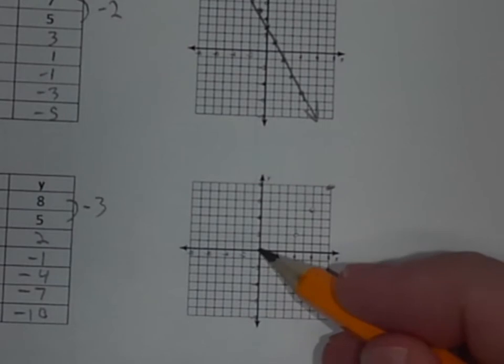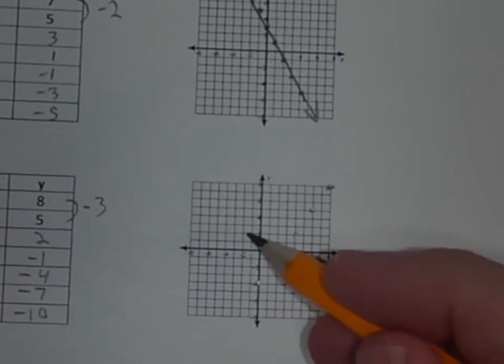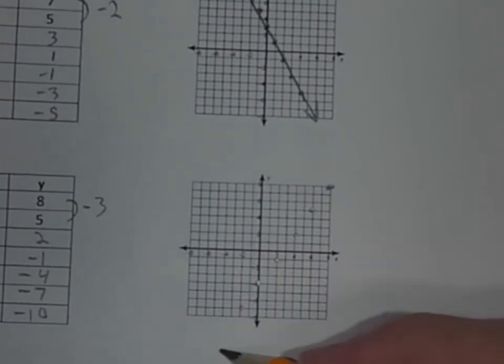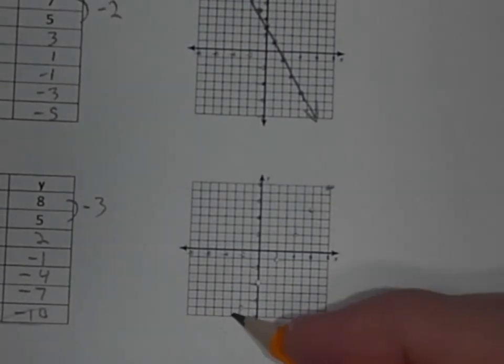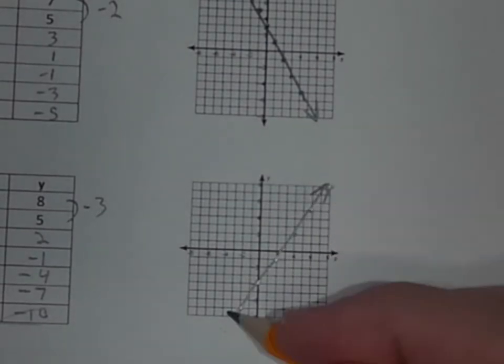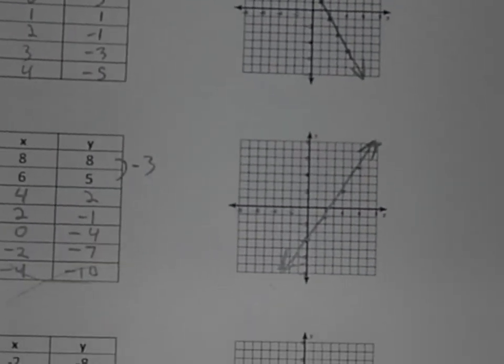Okay, then 0 and -4. And then -2 and -7. And -10 doesn't fit, so we're not going to bother graphing that last point there. Okay, so just connecting those dots, and there's my line. Pretty tough, right? It's as hard as it gets.